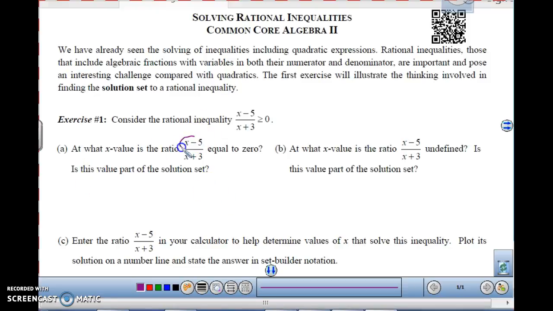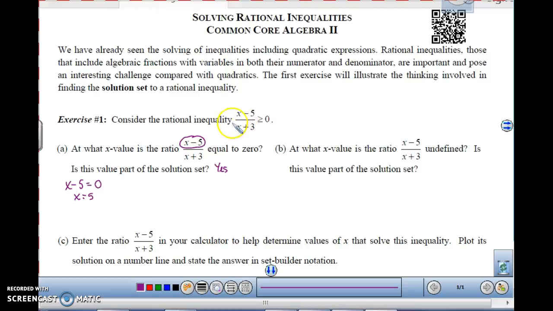So the value of x that makes the numerator 0 would be x minus 5 is equal to 0, so x would have to equal 5. So, can this actually equal 0 according to this inequality? Yes. So that is part of the solution set. So is this part? Yes, it is. Okay, so 0 is going to be included in this problem.